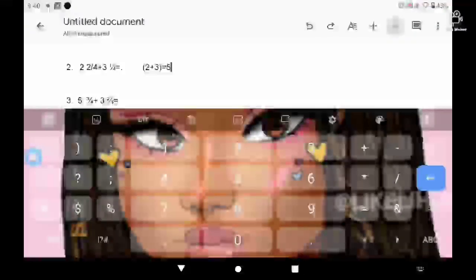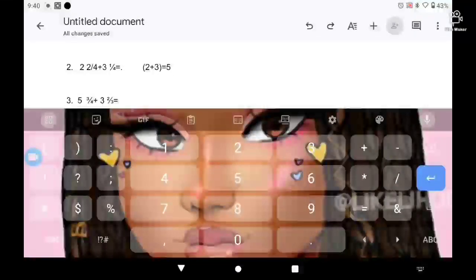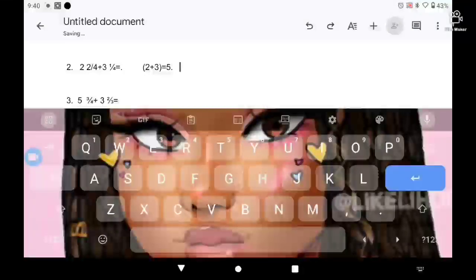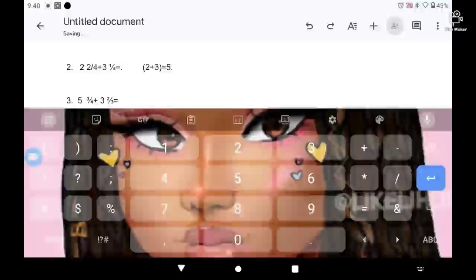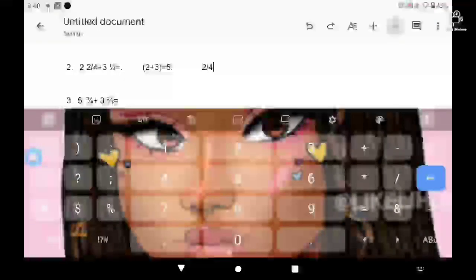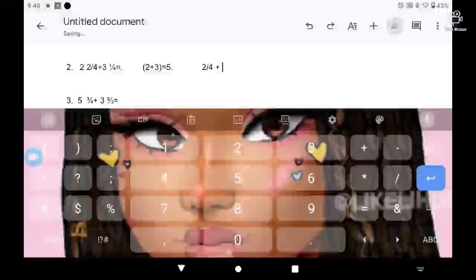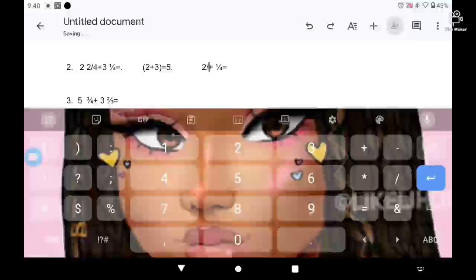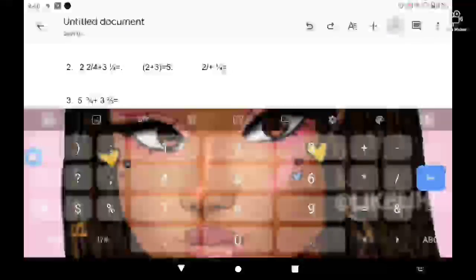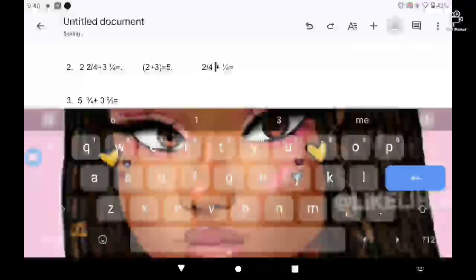Now we will be adding the fractions, which are 2 over 4 plus 1 over 4. I don't know why this one is not going. You just have to see. You guys will just know that it's 2/4. So that would be the new fraction.